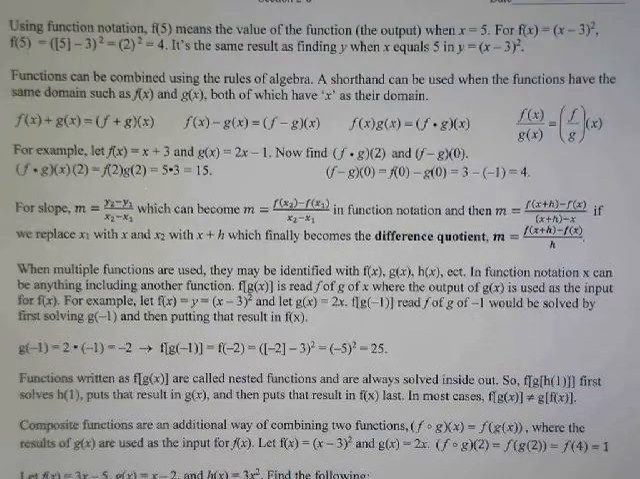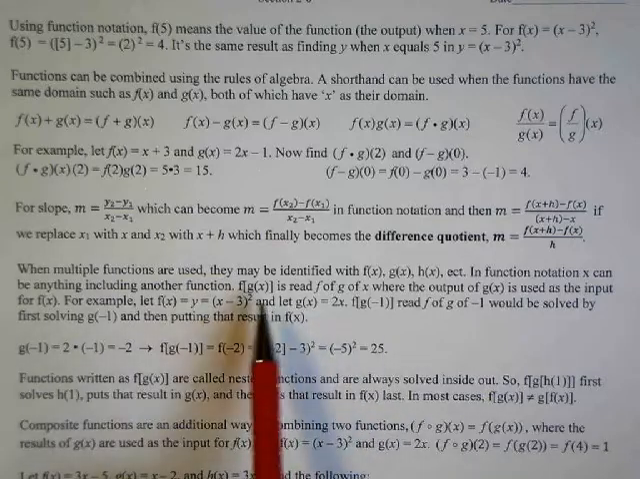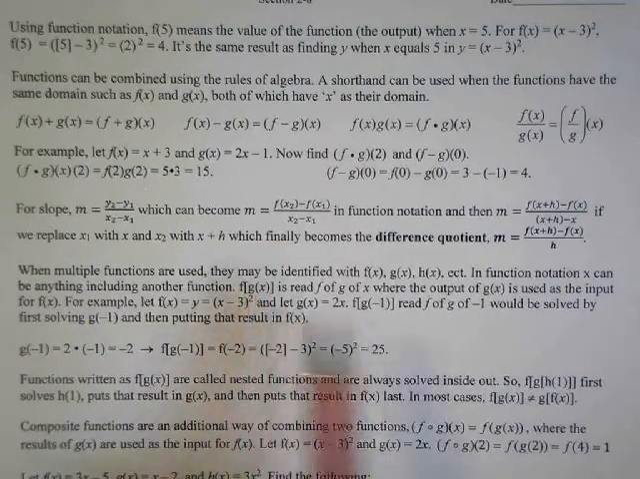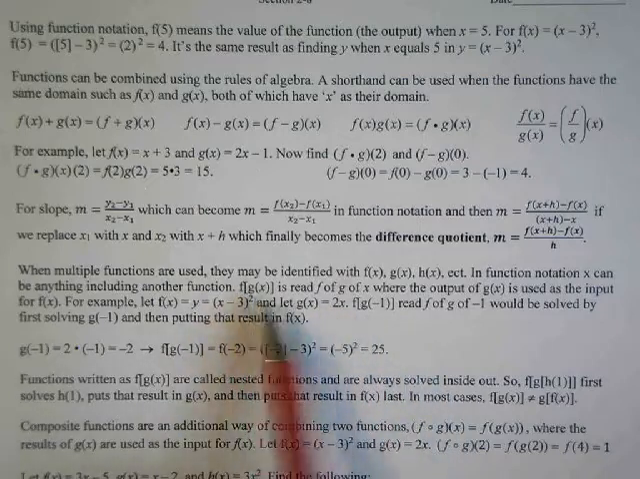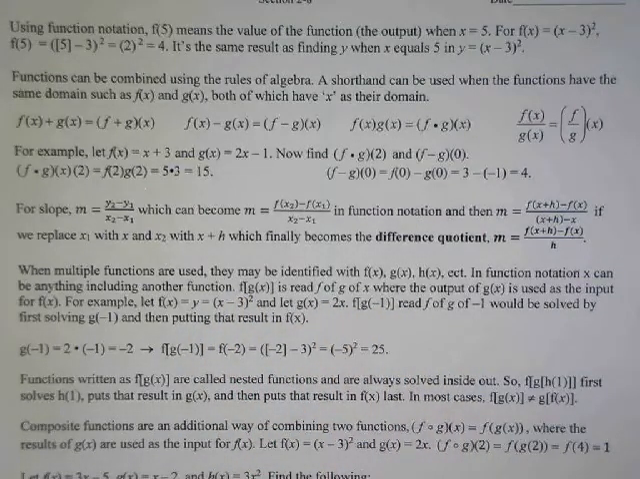When multiple functions are used, they may be identified with f of x, g of x, h of x. Generally, we start at f and then we go alphabetical. In function notation, x can be anything including another function. So if you have f of g of x, as I have written here, then that just means that wherever I have an x in f, I'm now going to put in g of x. I'm going to put in whatever the function g of x was.